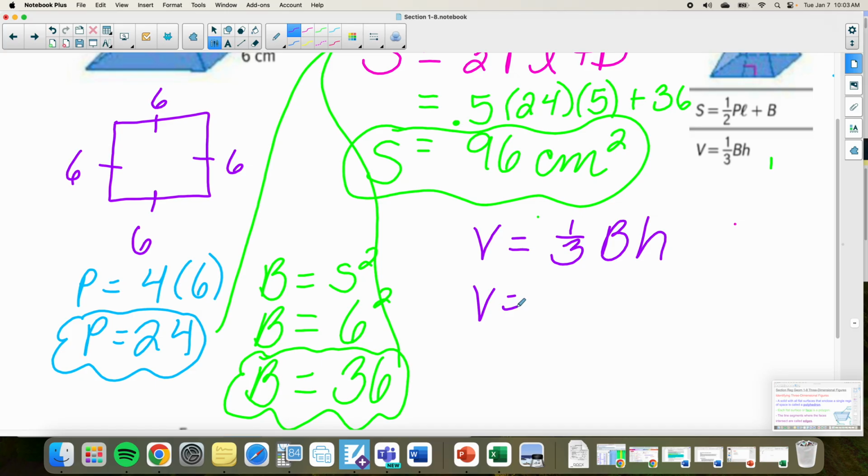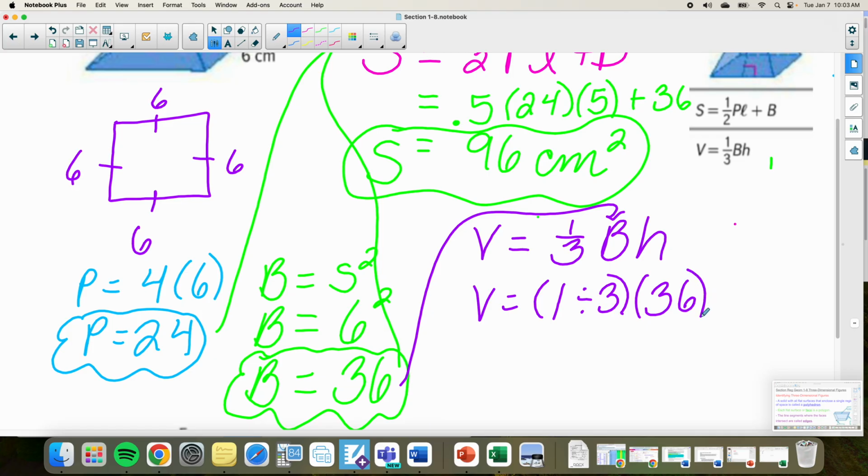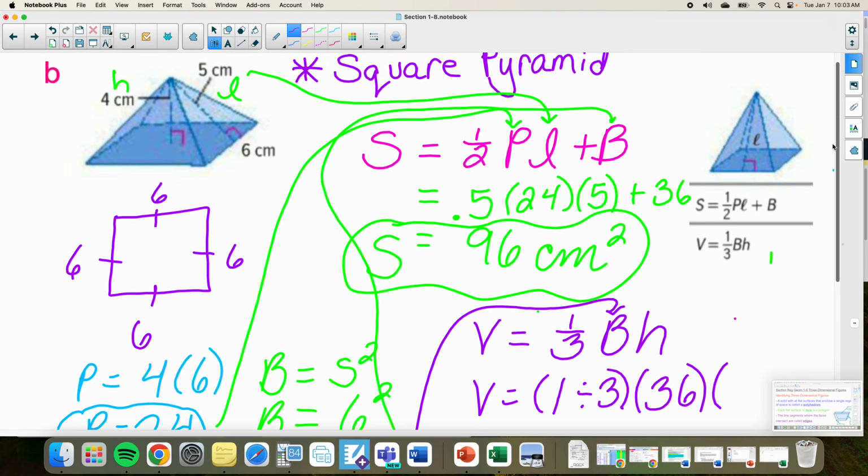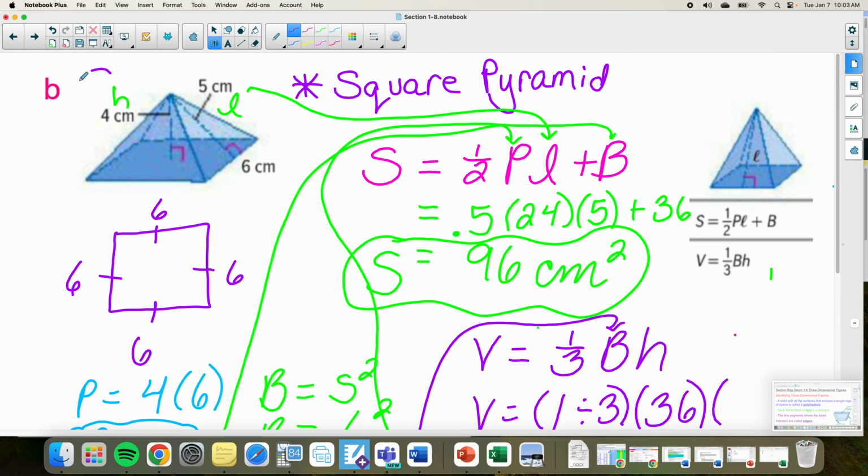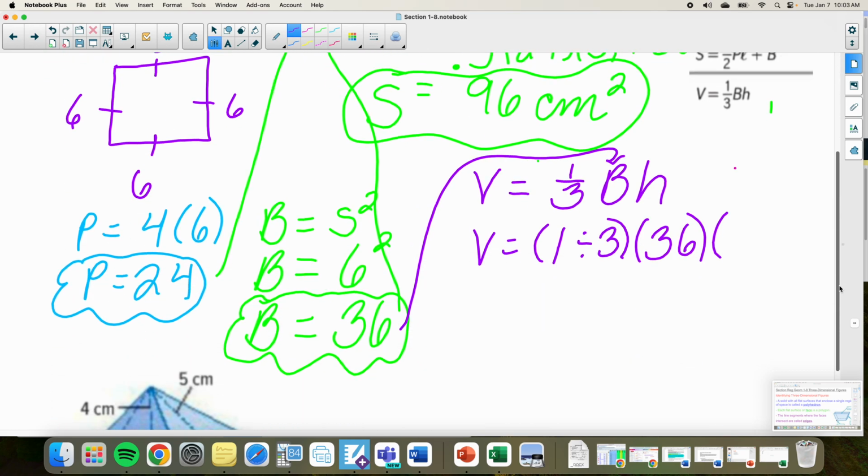So what I'm going to do is show you how to put 1/3 into a calculator so that you always have the exact answer. Basically, we're going to do a parenthesis and go 1 divided by 3, parenthesis, okay? Then capital B is again this 36. And then the height, if you look up here, the height is right here, so the height is 4.